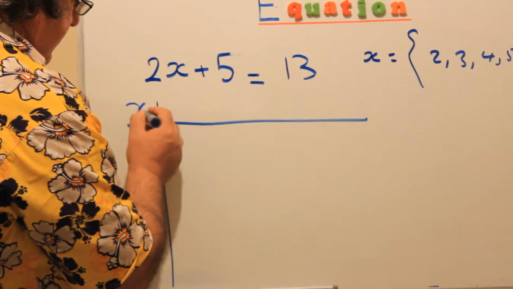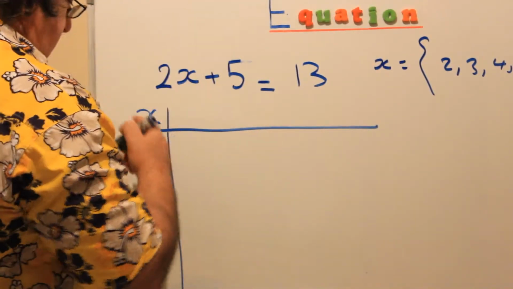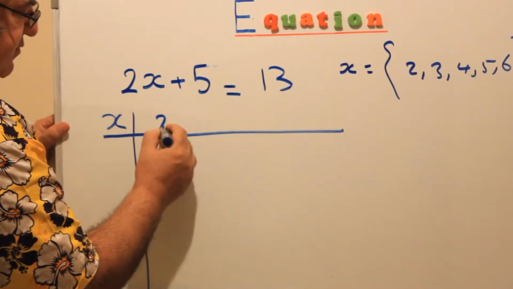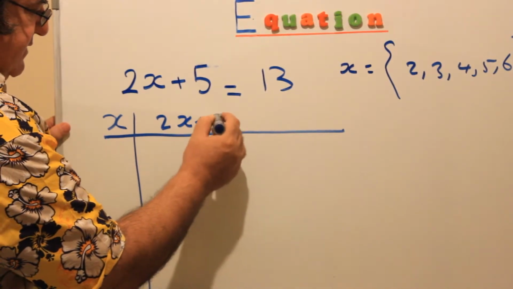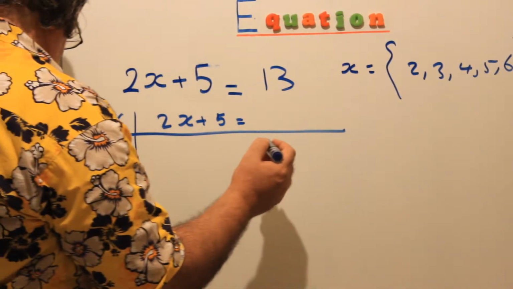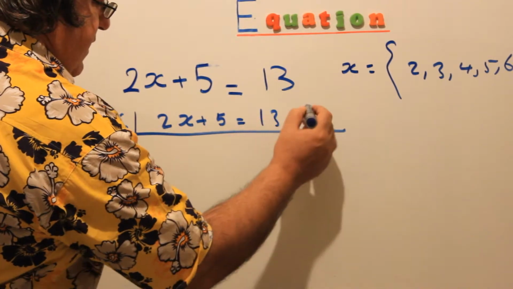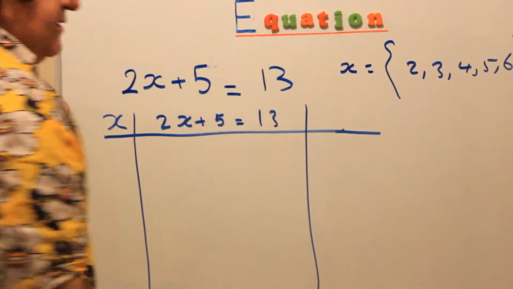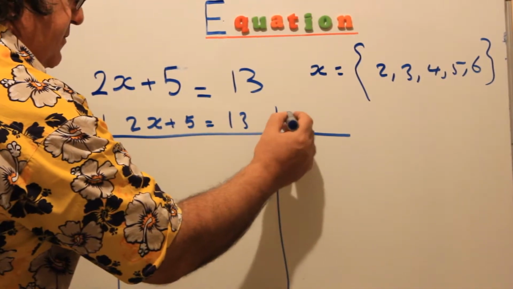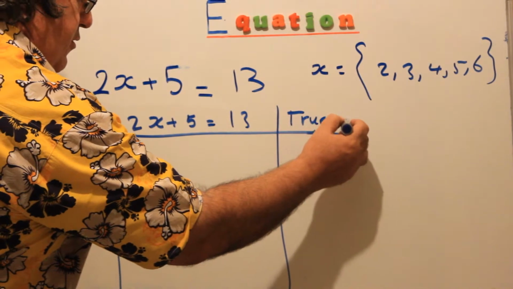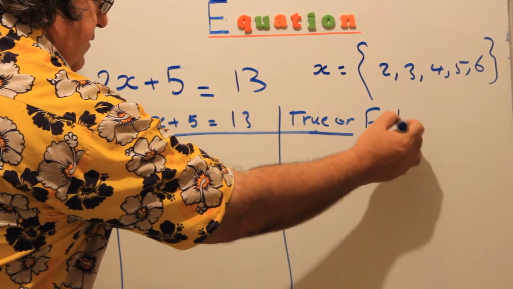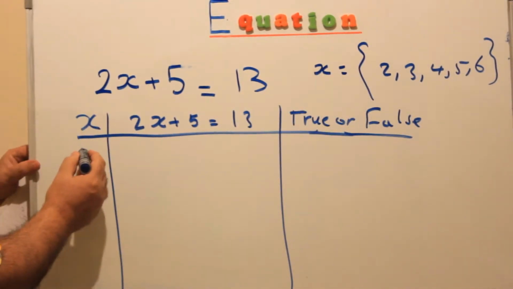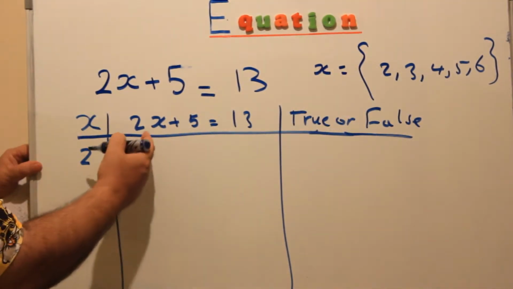Put here the variable x, then here is the equation 2x plus 5 equal 13, and then here the number which we are going to substitute, is it true or false? So this will be true or false. So let's start with number 2. When x equal 2, then I have to substitute 2 here.